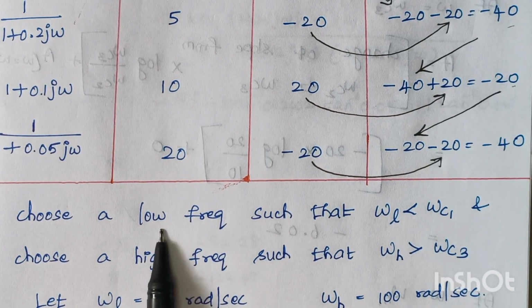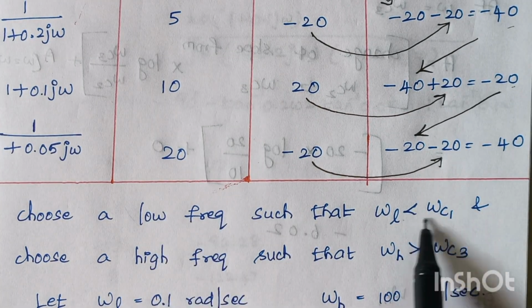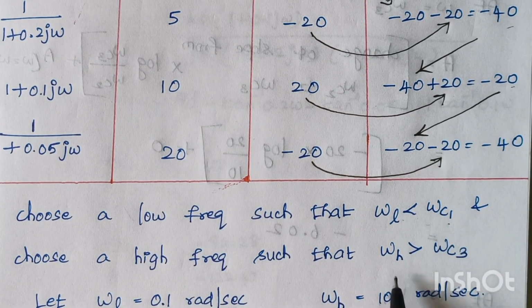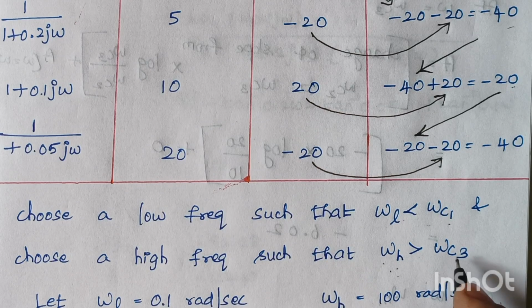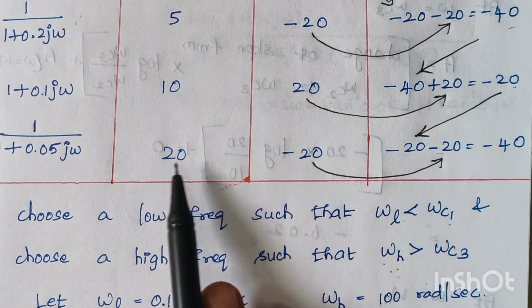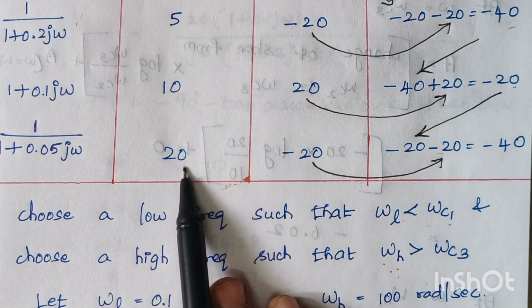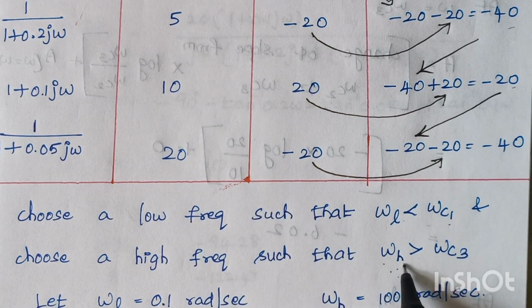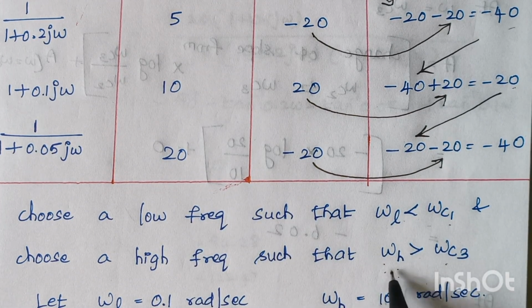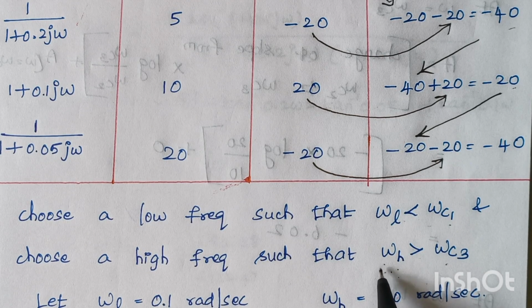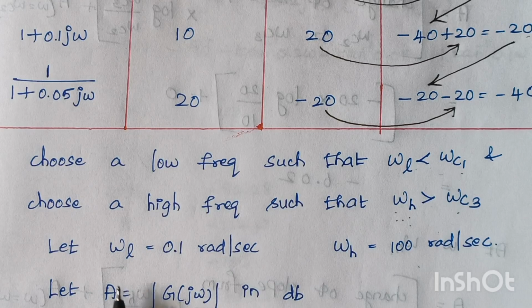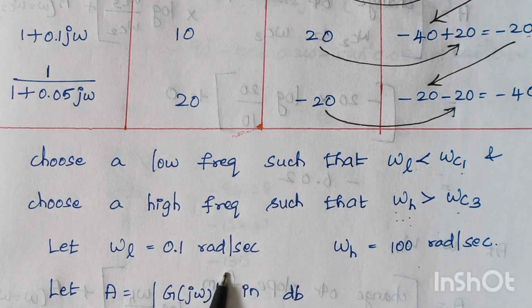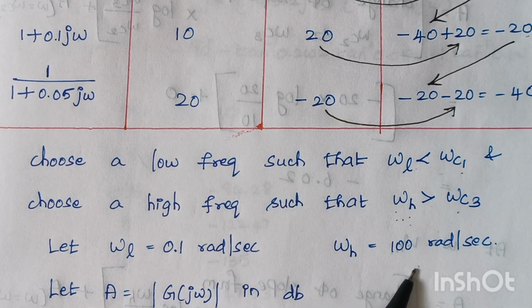The next thing is we have to select two values of frequencies, right? One is a low frequency, that is its value should be less than your first corner frequency. And another one is omega h, whose value should be greater than your highermost frequency. Here our highermost frequency is omega c3, right? It is 20. So you have to select a value which is greater than 20. That will be your omega h, right? Here I had selected omega L as 0.1 and omega h as 100, right?